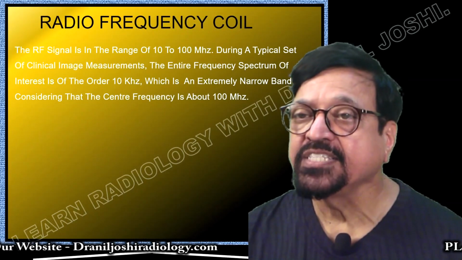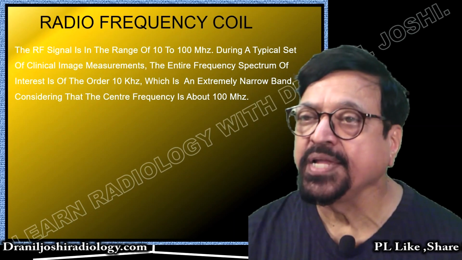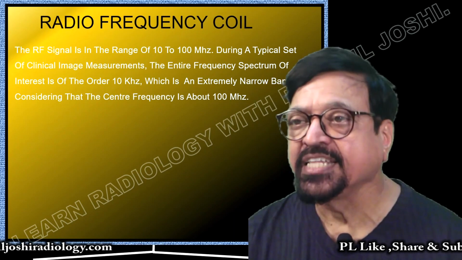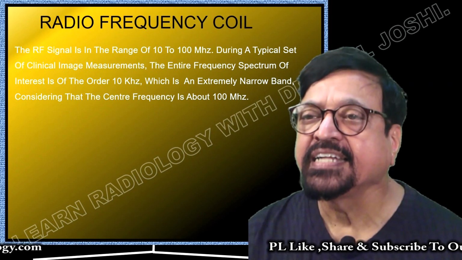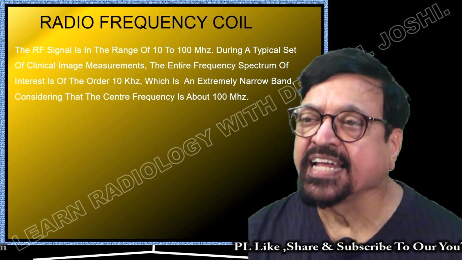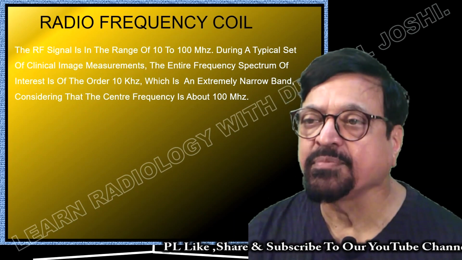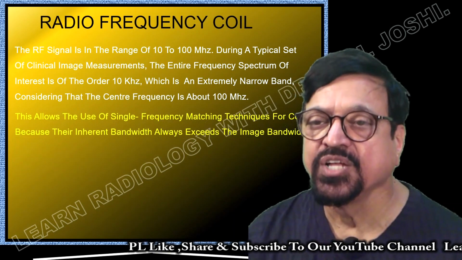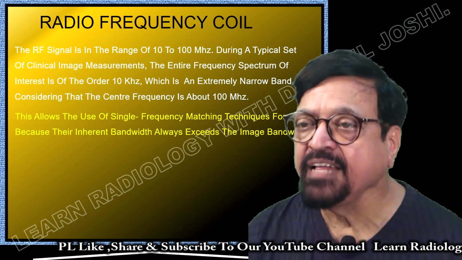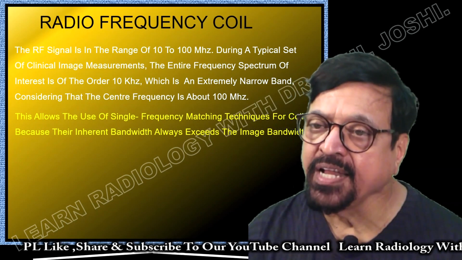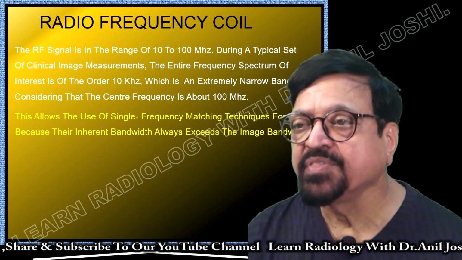The radio frequency signal is in the range of 10 to 100 megahertz. During a typical set of clinical measurements, the entire frequency spectrum of interest is of the order of 10 kilohertz. This is an extremely narrow band, considering that the center frequency is about 100 megahertz. This allows the use of a single frequency matching technique for the coil, because their inherent bandwidth always exceeds the image bandwidth.